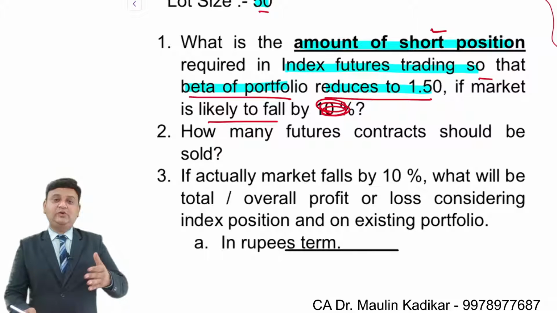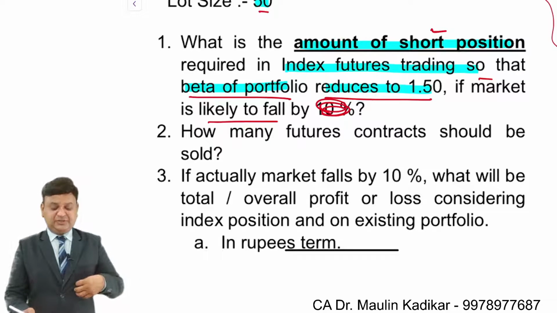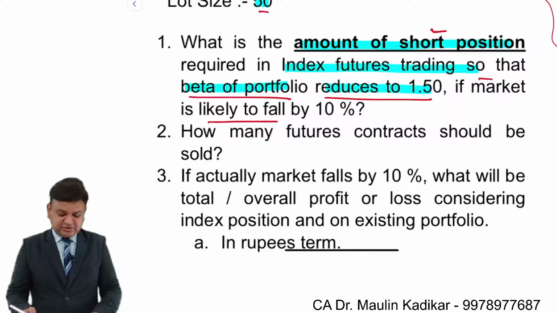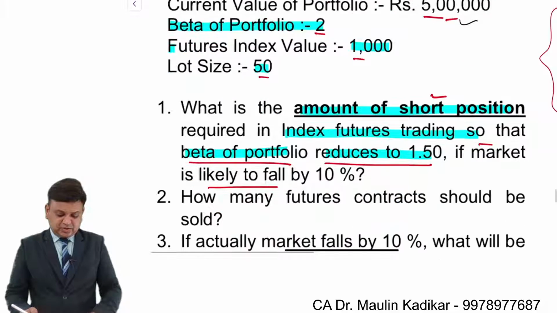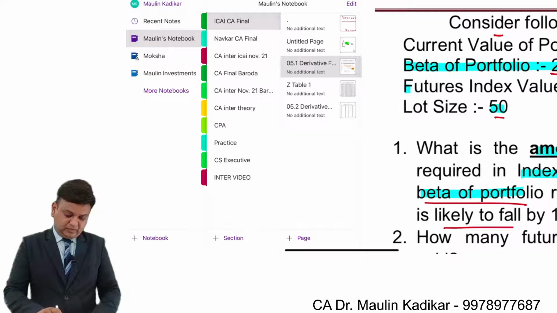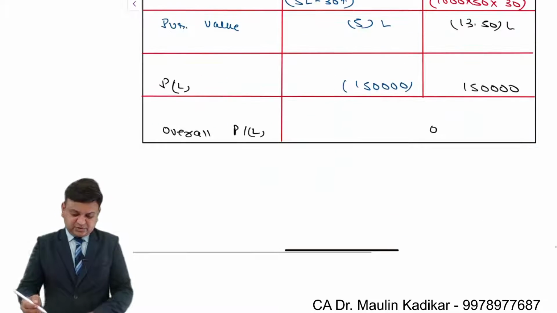It means that, say, you want to keep risk in your portfolio partially if the market is likely to fall by 10%, and so on. So let us write down the answer of the first question.